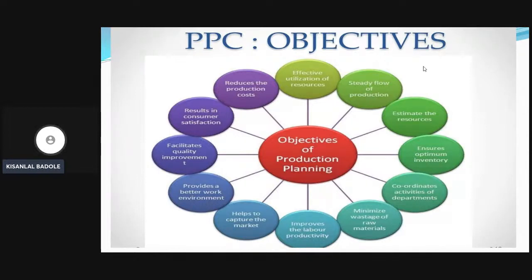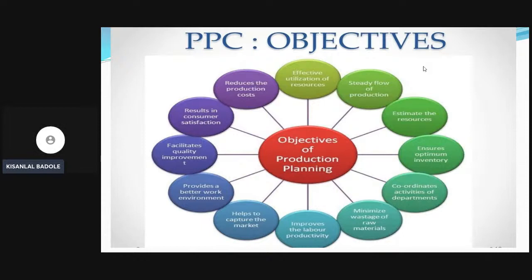Another is nothing but estimating the resources. All this estimation we require, which type of resources we require. As well as ensuring optimum inventory, you require optimum inventory, as well as coordinating the activities of all departments.